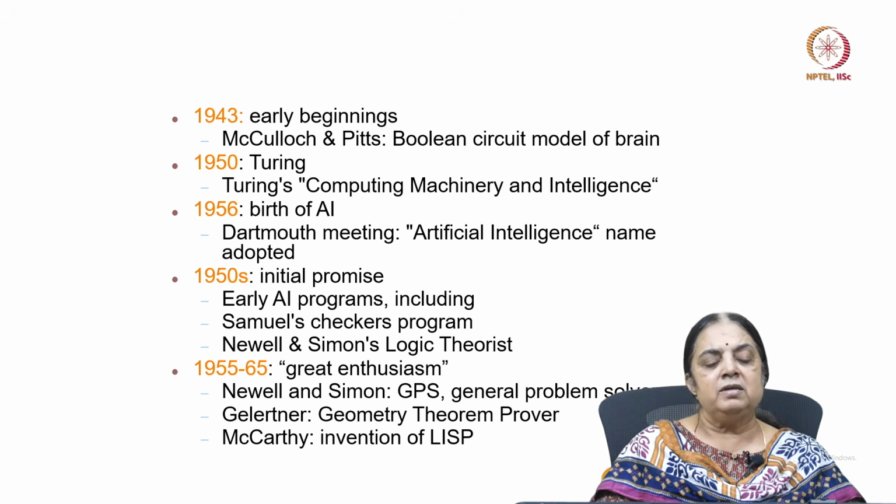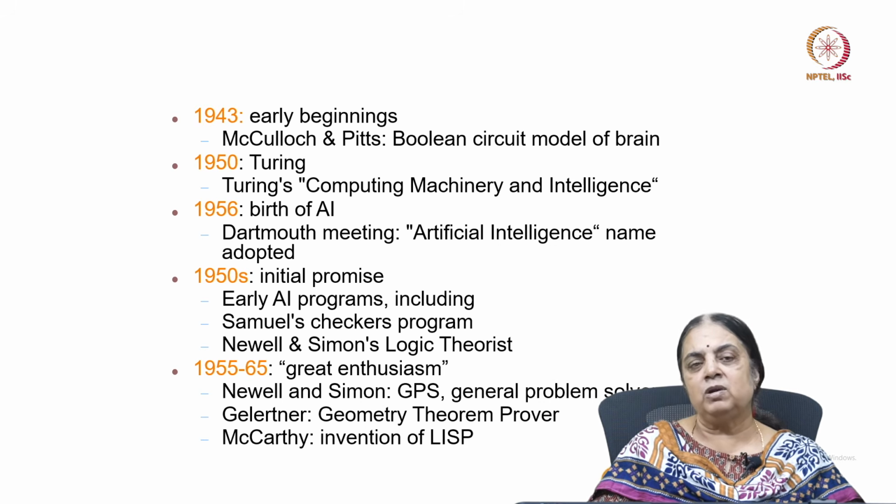Okay. And in 1956 they had what is called the Dartmouth meeting in a place where different people who are working in some similar areas met, and they coined the term artificial intelligence at that point in time. Okay, so the name was adopted for this particular area. Okay, and you find that in the 1950s there were a lot of programs which came up.